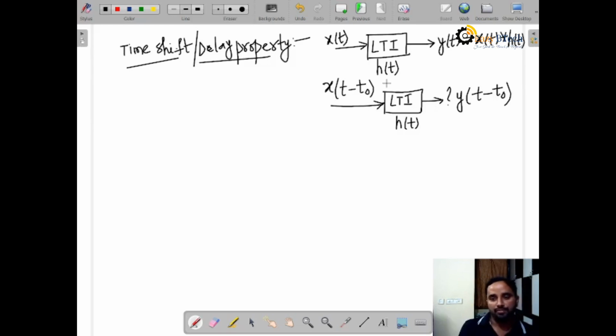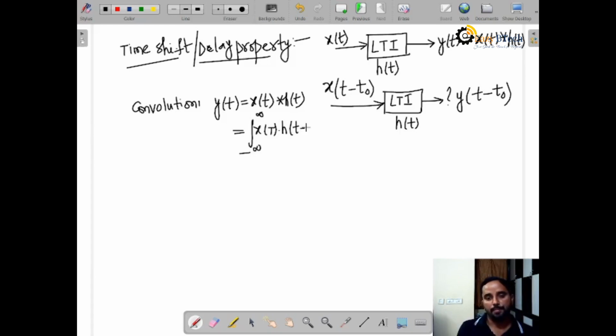If you see, the proof is very easy. We know convolution first. So y of t is equal to x of t convolution h of t. So the convolution integral from minus infinity to plus infinity of x of tau h of t minus tau d tau. Or we can also take it like this, integral from minus infinity to plus infinity of h of tau x of t minus tau d tau.